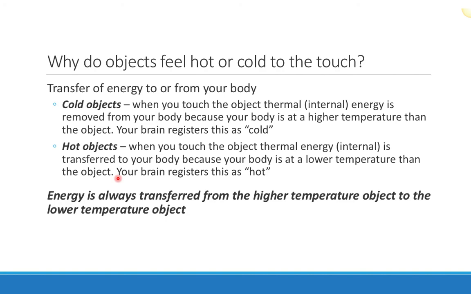So one of the things to get from this, hopefully, is that you realize that energy is always transferred naturally from the higher temperature object to the lower temperature object. So if you put two objects in contact with one another and those objects are at different temperatures, the higher temperature object will transfer some of its internal thermal energy to the cooler object. And that's the process that always happens. You can force things to go the other way, but you have to put energy in to force the opposite to occur.